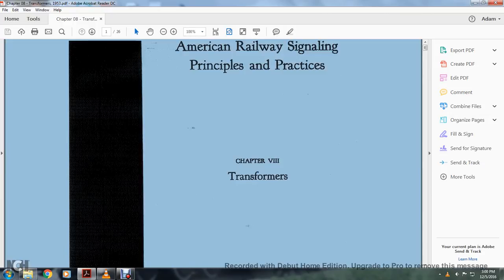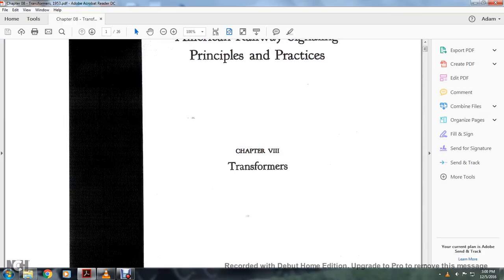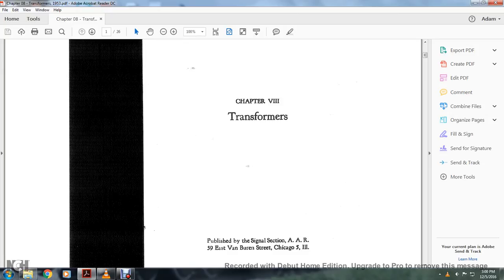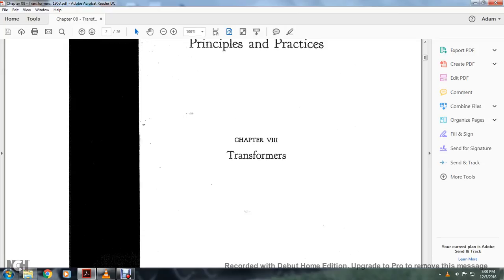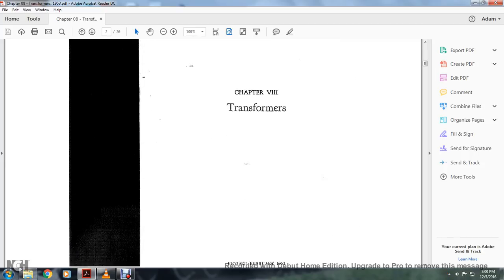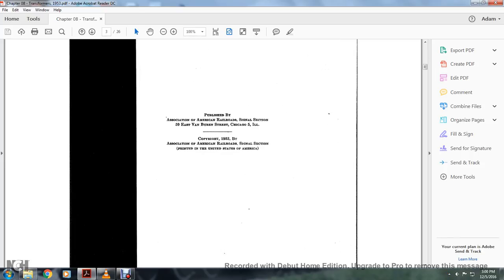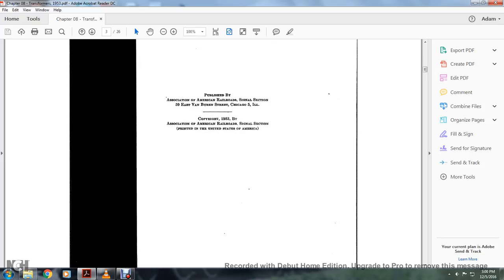American Railway Signal Principal Practices, Chapter 8, Transformers. Published by the Signal Section, Association of American Railroads, 59 East Van Buren Street, Chicago 5, Illinois. Copyright 1953 by the Association of American Railroads, Signal Section.